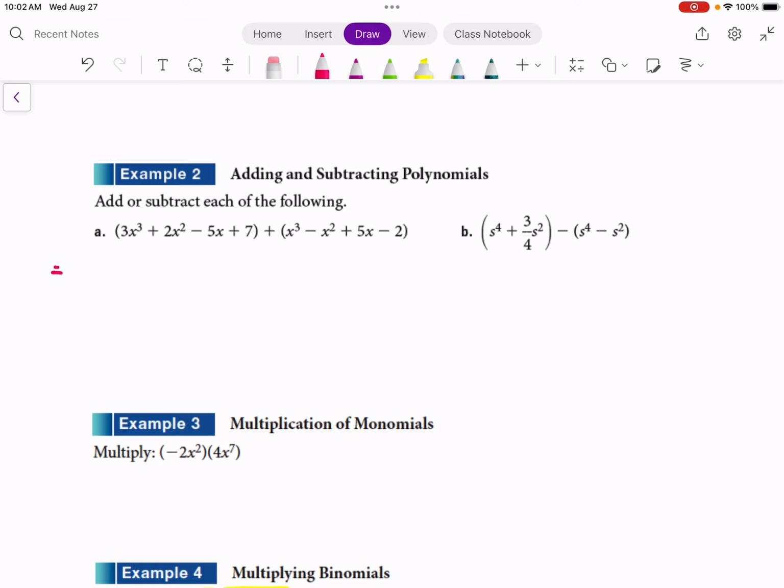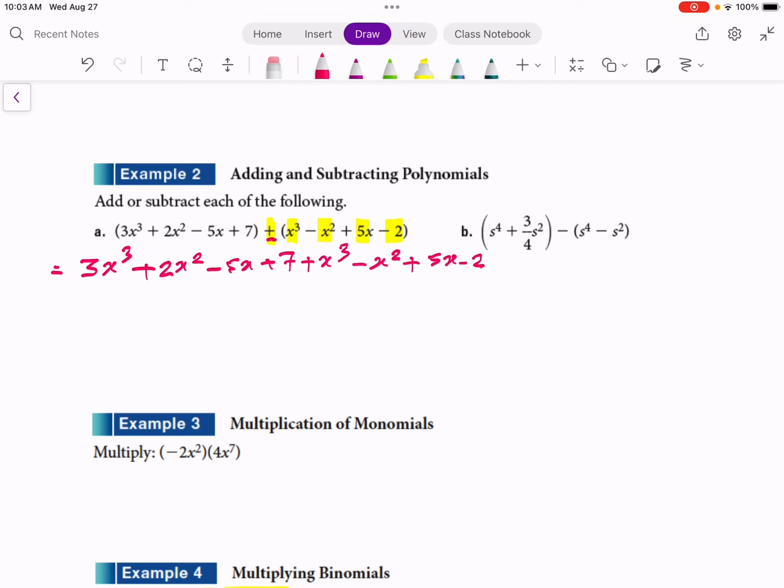So here we can just rewrite this first polynomial without parentheses. So let me write down that we have 3x cubed plus 2x squared minus 5x plus 7. Okay, now here we have positive, so we have to distribute this positive sign to each term. It means you multiply the positive sign and each term. So positive times positive x cubed is positive x cubed, positive times negative x squared is negative x squared, positive times positive 5x is positive 5x, positive times negative 2 is negative 2.